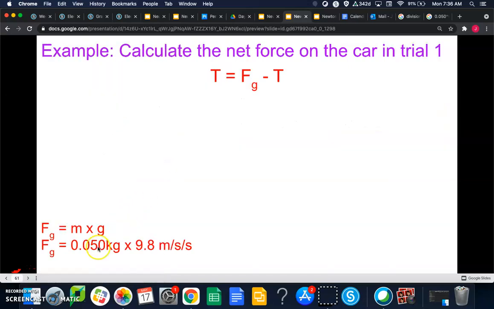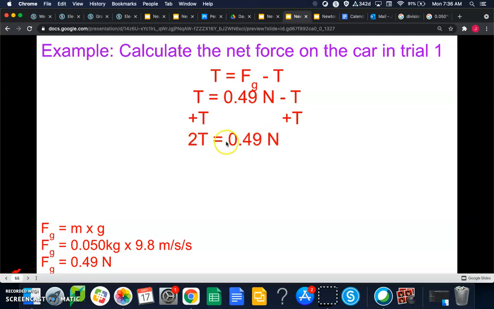0.050, and then we multiply that times 9.8, because remember, that's the value of g. That will never change. Well, it will change if you go to another planet, but all of our calculations are going to be on Earth for this course. So it'll always be 9.8. So our force of gravity is 0.49 newtons. So we're going to put that in for the force of gravity. Okay, and then we're going to solve for T. First, we need to add T to both sides. So we're going to get 2T equals 0.49 newtons. Then we're going to divide both sides by 2. T is going to equal 0.245 newtons.